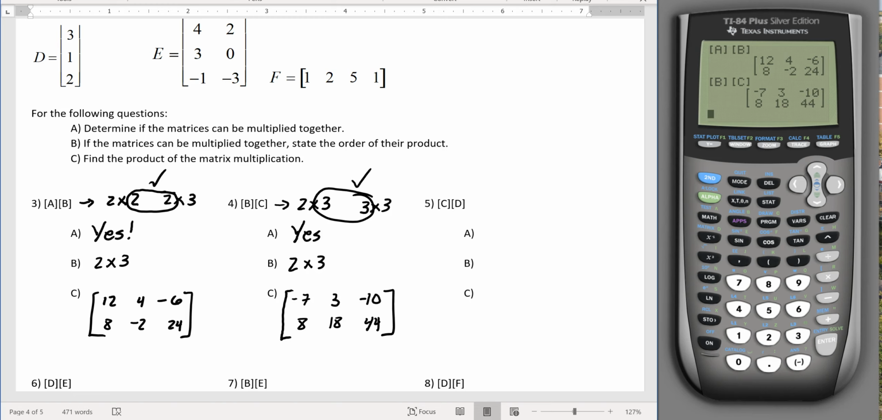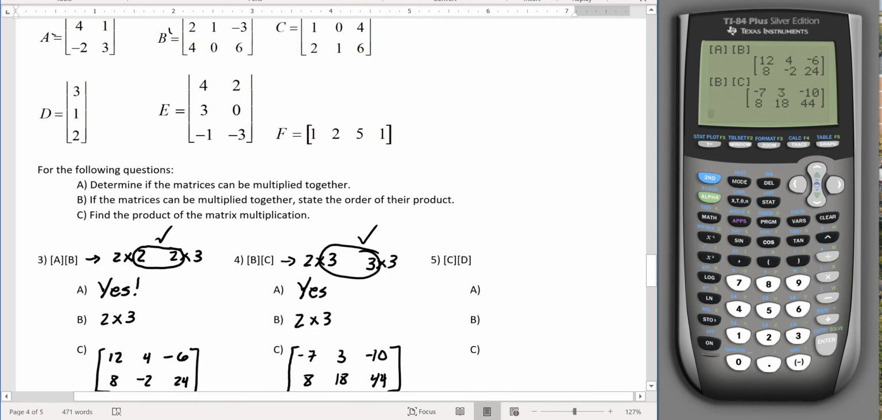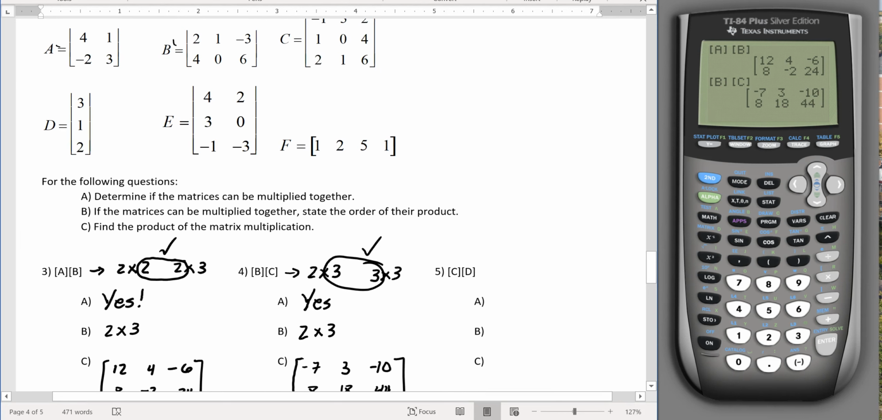Beautiful. All right, now since we're doing all of this in the calculator, it's really important that we take our time to make sure these values are correct that we're putting in. Obviously, we're just assuming that these numbers are correct, but they're all based on the values that we place into those matrices. So making sure we're taking our time with those. All right, so let's do number 5 together now, C times D.